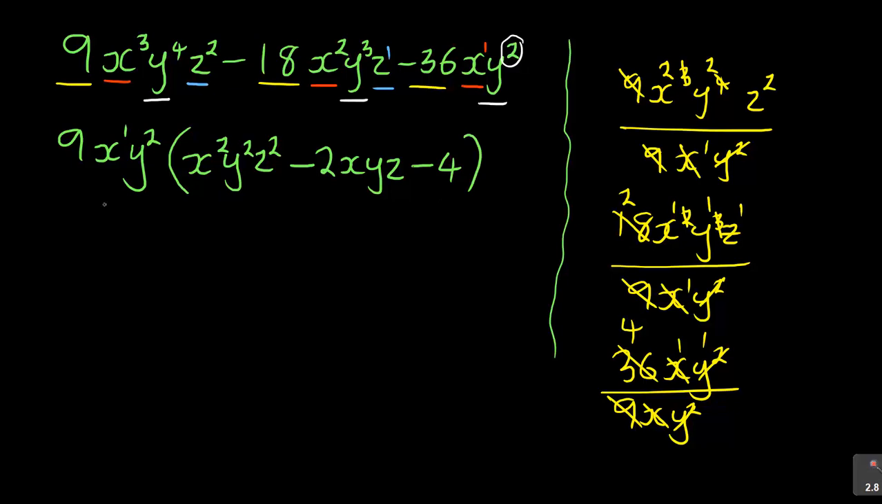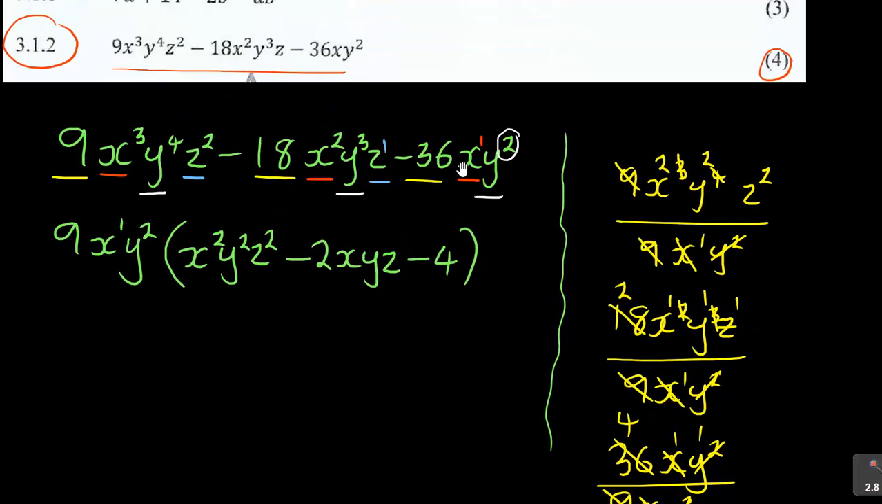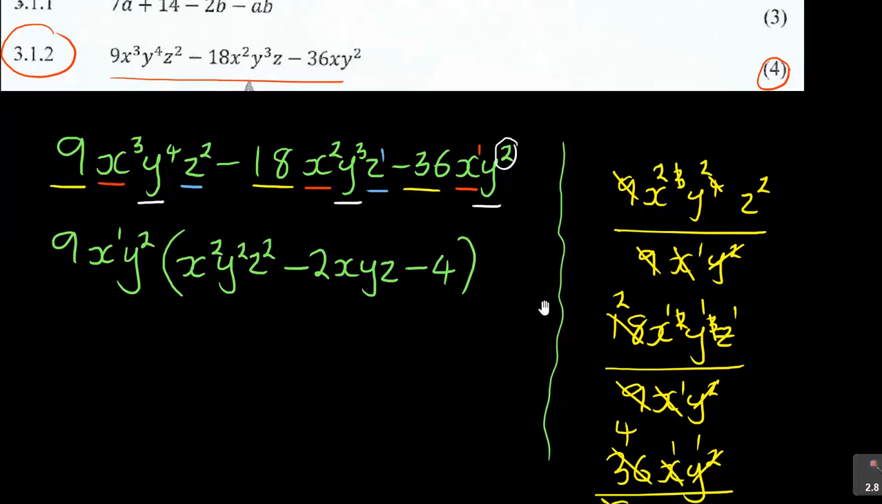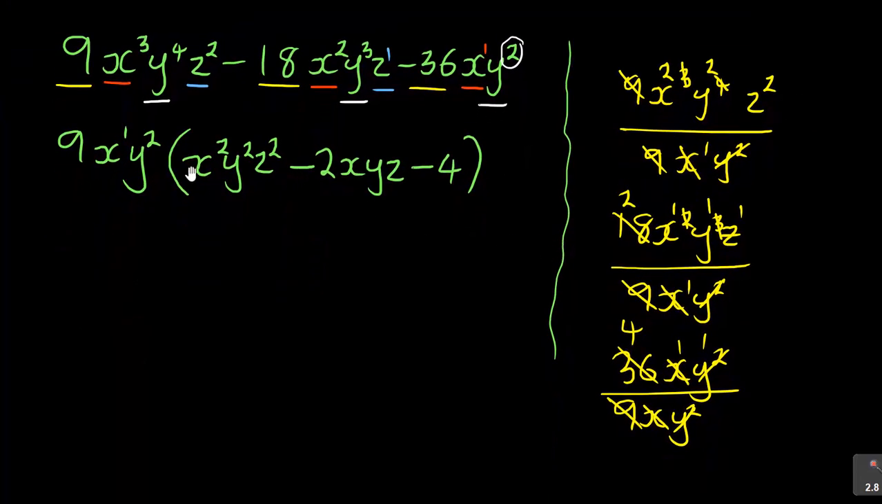Now the question, they said factorize what? They said factorize fully. It's 4 marks. So usually they wouldn't have given you 4 marks just to end it like that. So this will continue to say 9x y squared.